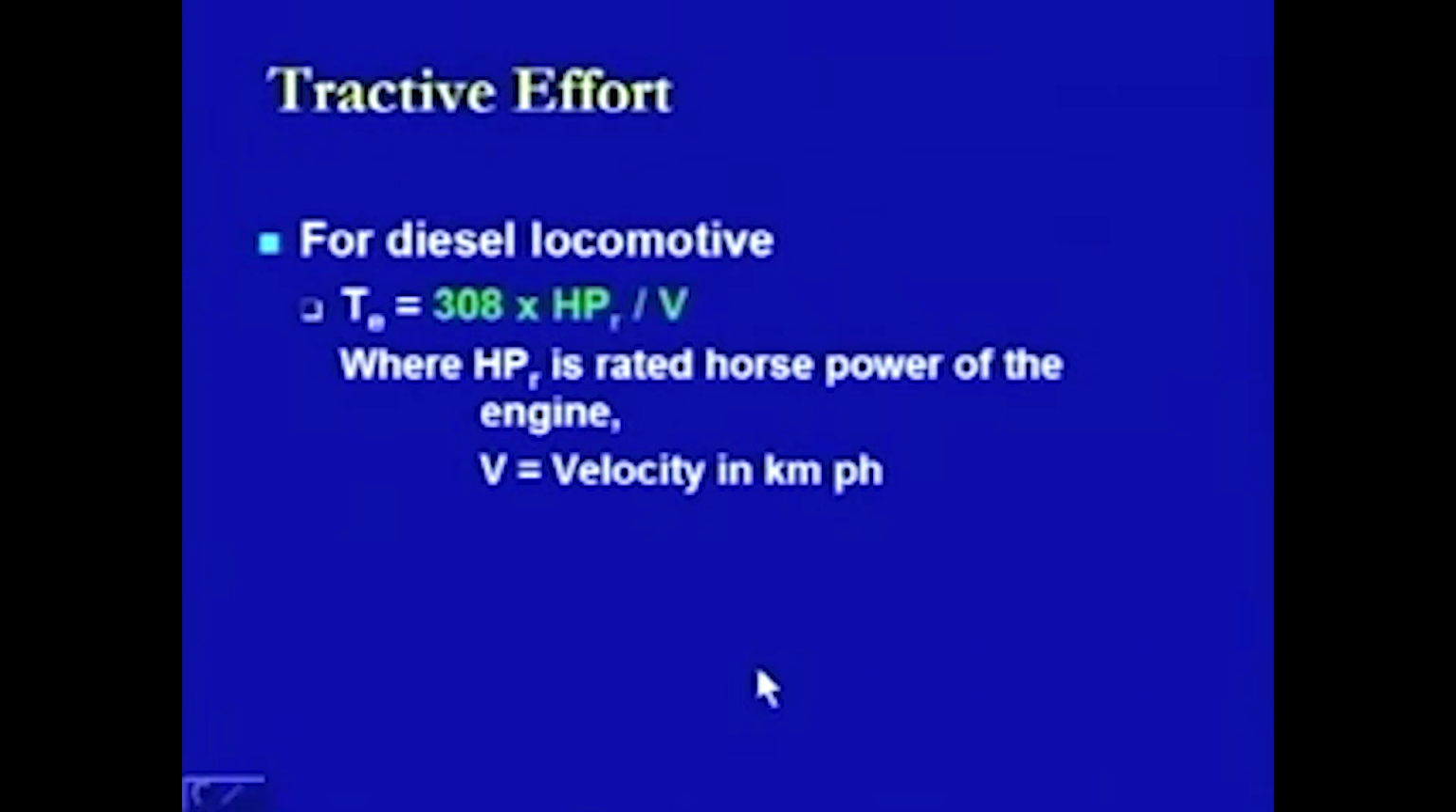Similarly, in the case of the diesel locomotive, the equation given for the tractive effort is 308 multiplied with the rated horsepower of the engine, HPR, divided by the velocity in kilometers per hour. So this is the equation by which we can find out the tractive effort.